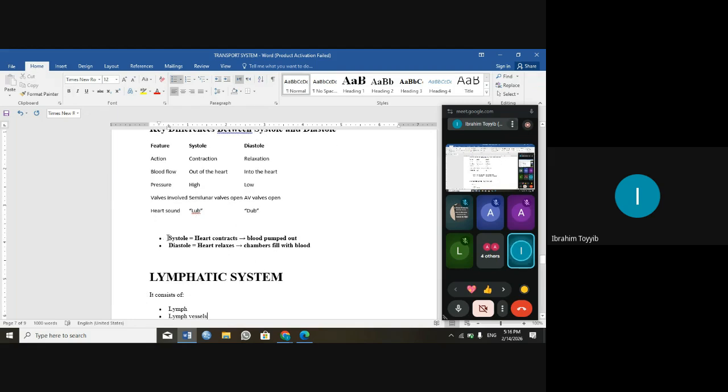So this is just the summary of systole and diastole. In systole, the heart contracts, blood is being pumped out. In diastole, the heart relaxes and blood enters the heart. The heart chamber is filled with blood. I hope you understand that.